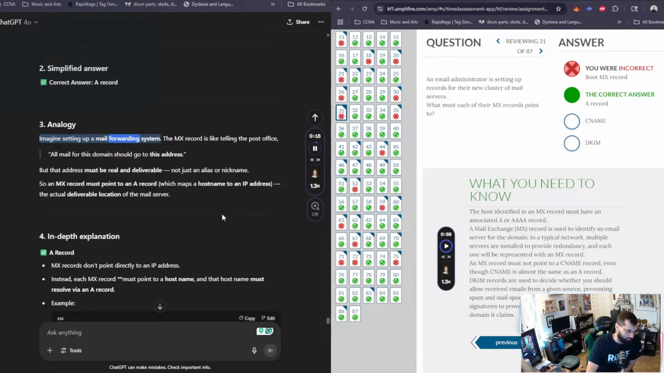Imagine setting up a mail forwarding system. The MX record is like telling the post office, all mail for this domain should go to this address. But that address must be real and deliverable, not just an alias or nickname. So an MX record must point to an A record, which maps a host name to an IP address, the actual deliverable location of the mail server. Okay, that makes sense.